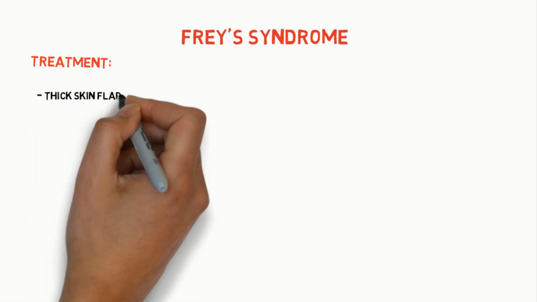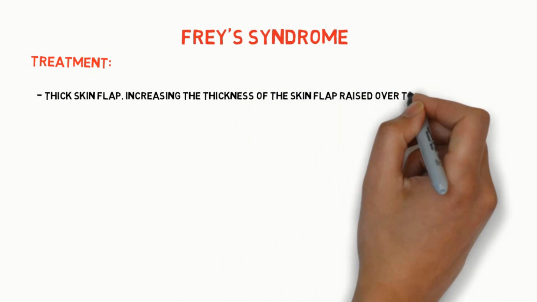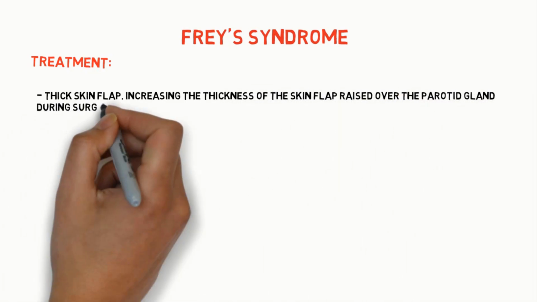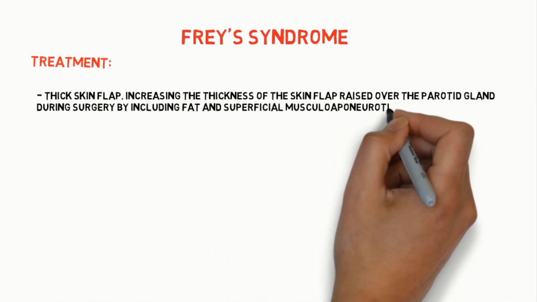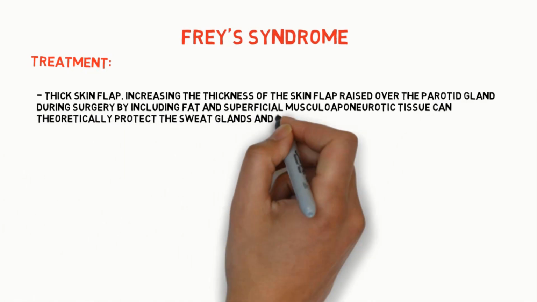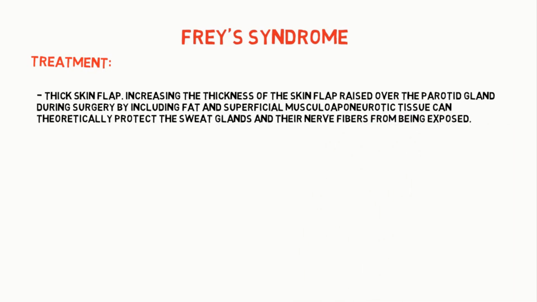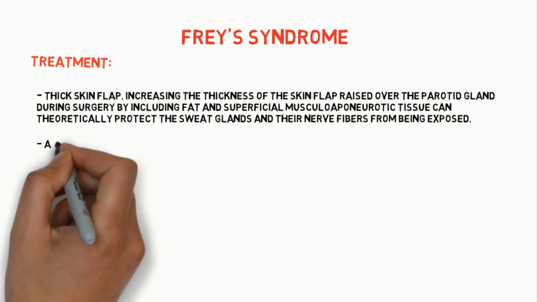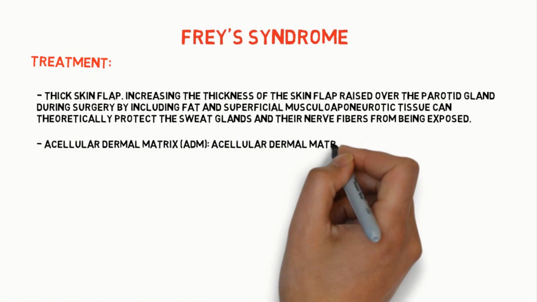Coming to the treatment of Frey syndrome, it includes both surgical and pharmacological management. Thick skin flap: increasing the thickness of the skin flap raised over the parotid gland during surgery by including fat and superficial musculo-aponeurotic tissue can theoretically protect the sweat glands and nerve fibers from being exposed. This is done during parotidectomy.